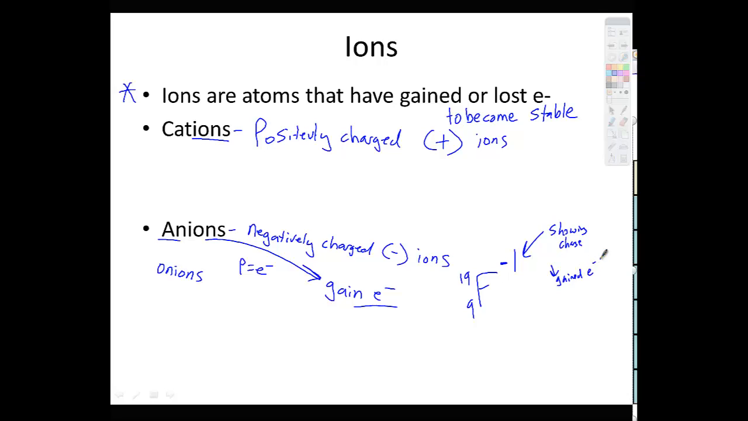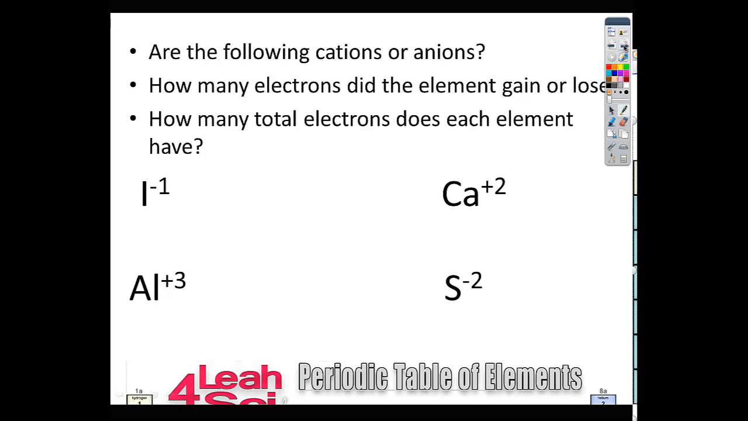Cations, on the other hand, are going to lose electrons. And you basically would have the opposite for charges. So let's look at these just a little bit here. First thing we want to do here is identify if these are cations or anions. -1. This is going to be an anion. We know it's an anion because of the negative charge. +3, we have a cation for aluminum, cation here for calcium, anion for sulfur.